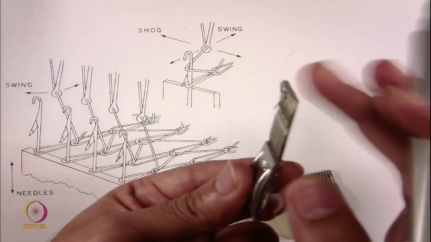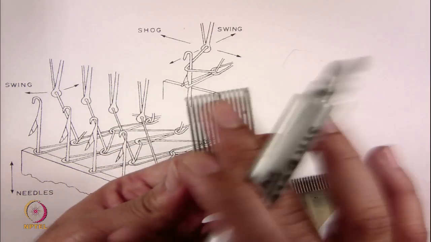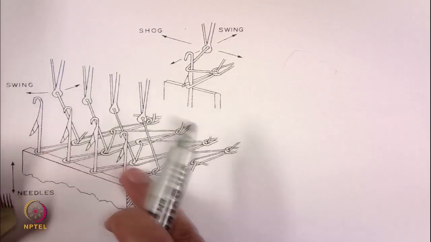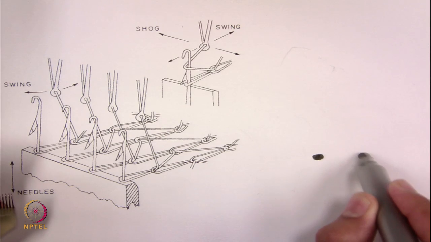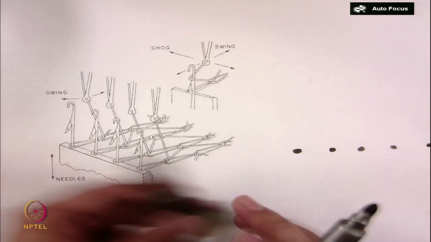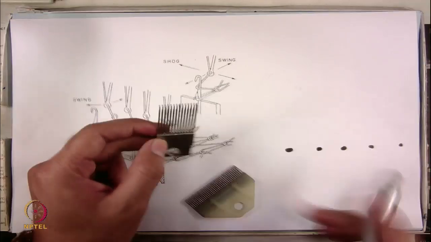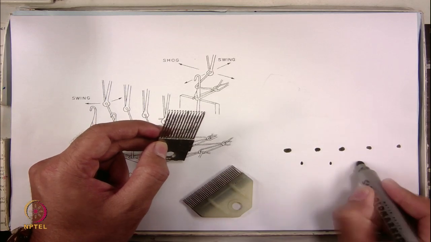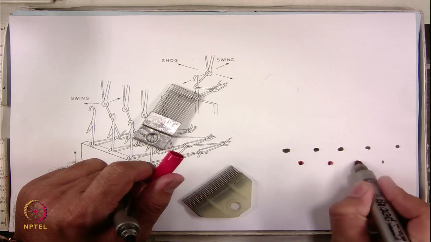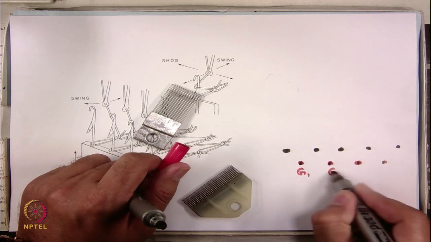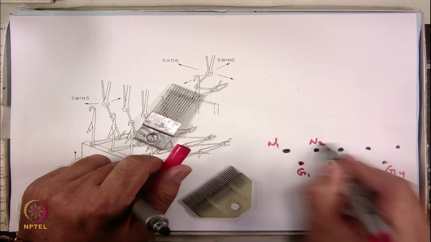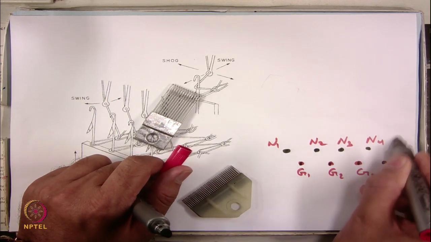This is the front side of the needle and this is the back side of the needle. So, in reality if you see this diagram, each needle can be represented by a dot and the guides will be standing in between these needles. This will be the starting position of the guides. So, this is G1, G2, G3, G4, and this is N1, N2, N3, N4, N5.